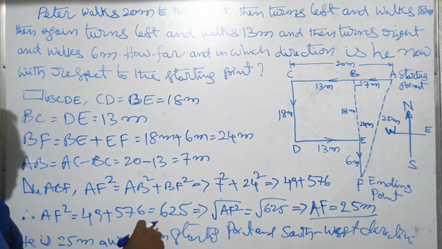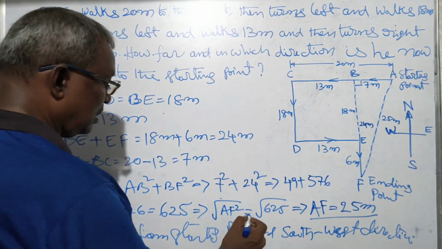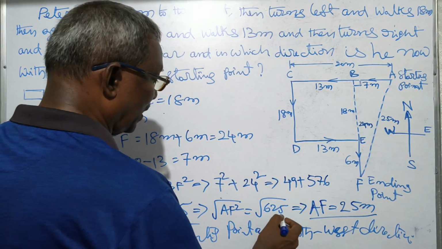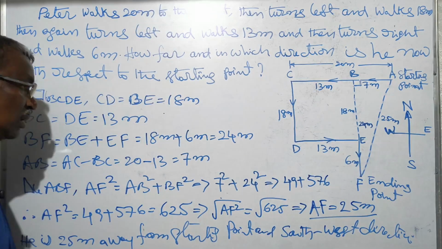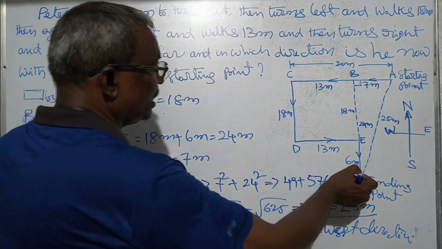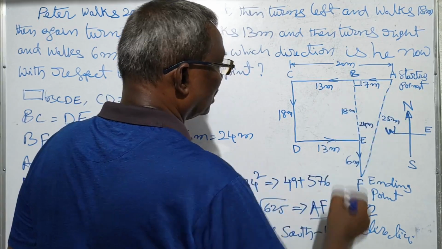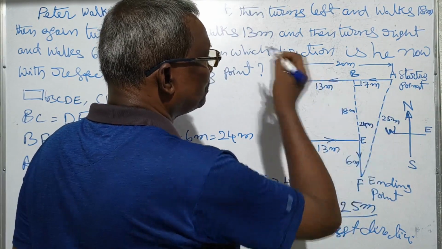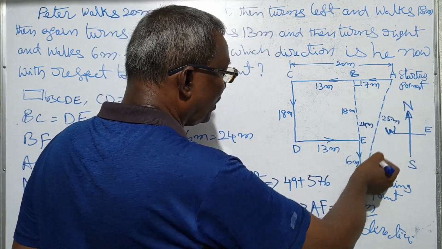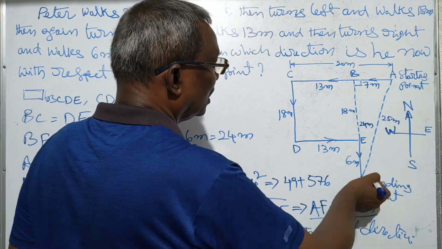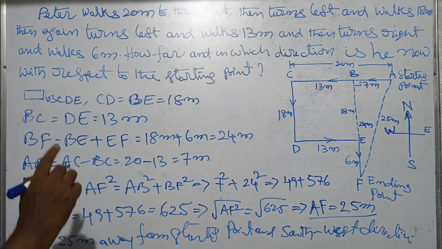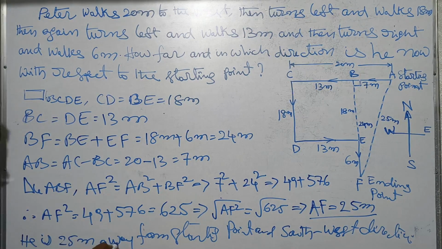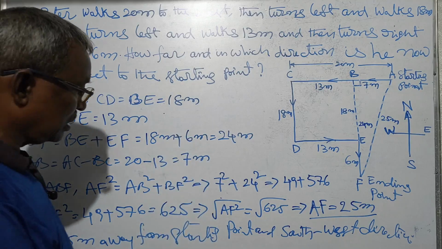Square root on both sides. Square root of AF square is equal to square root of 625. After simplification, AF is equal to 25 meters. So that means this AF is equal to 25 meters. So he is 25 meters away from the starting point. That is the first one.